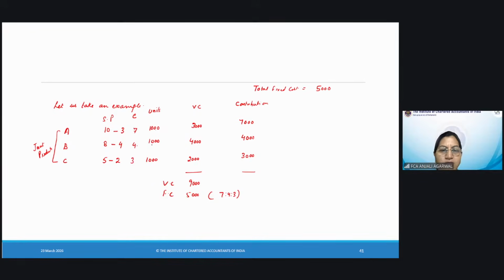7 into 1,000, 4 into 1,000, and 3 into 1,000. That's the contribution. Here I have taken the units, same physical units as 1,000 each. That's why you are getting the total variable cost I have taken. Otherwise, I would have calculated dividing by units first. Right?